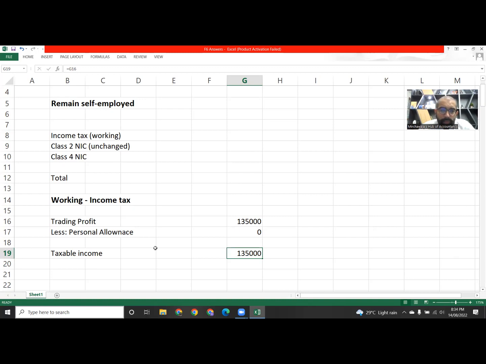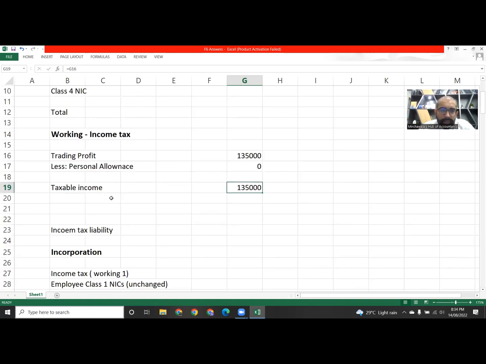So what you will do: 37,700 times 0.2, and then can anybody do 135,000 less 37,700? 135,000 less 37,700 makes 97,300. 97,300 times 0.4. This is just for your reference.